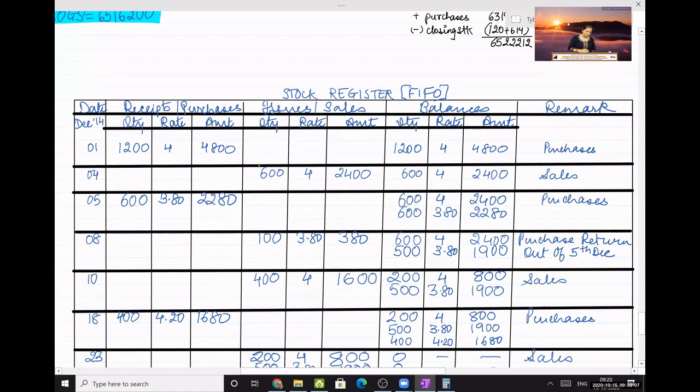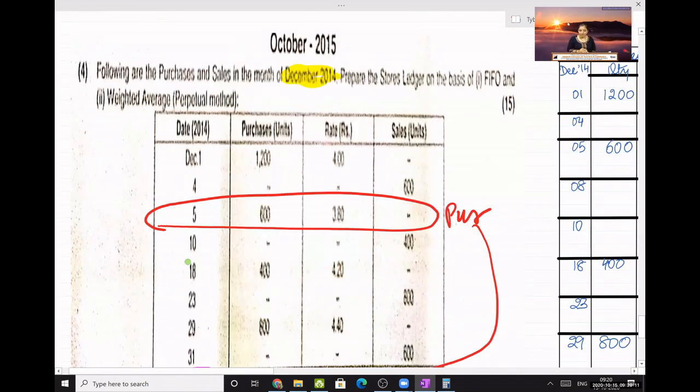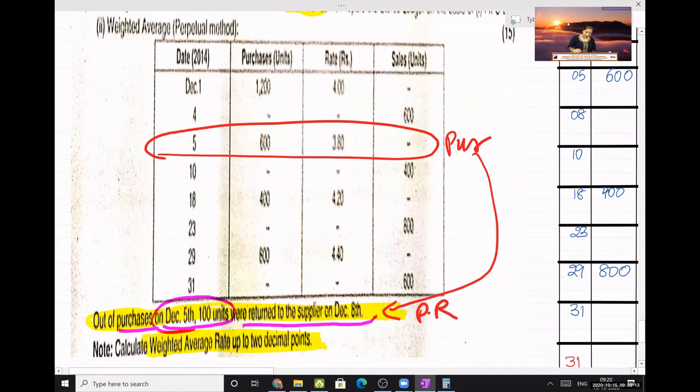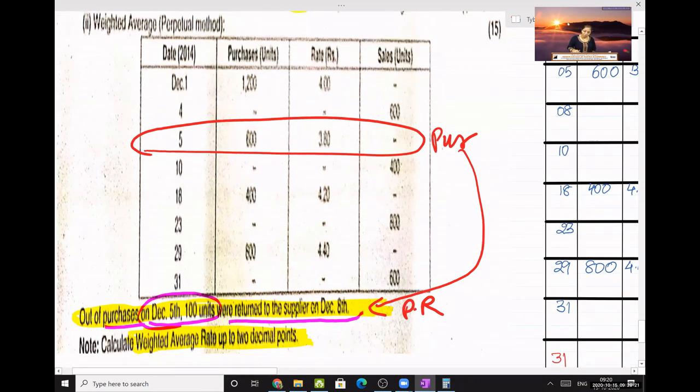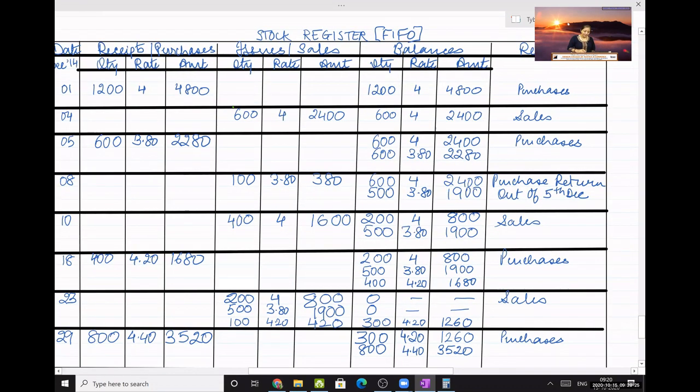Now, in the question, after 5th they have given the date 10th. But below, they have said that on the 8th there is a return. So between 5th and 10th, 8th December is the date, and I am going to put that date. Okay, 8th December.